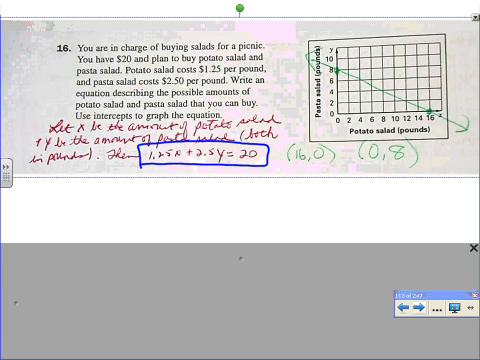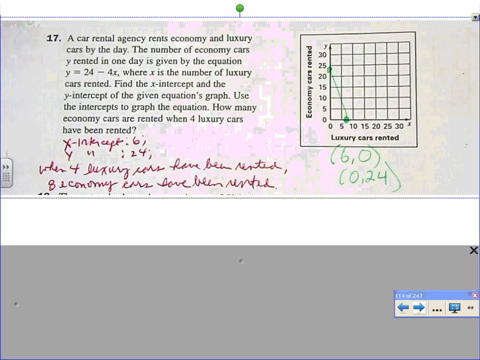Any questions on 16? 17. You can give me the equation. Well, actually, you already were given one, so it was the one you were given. Tyler Rice. What did you get for your x and y intercepts? Y equals 24 minus 4x. So you should have gotten 6, 0, 0, 24.